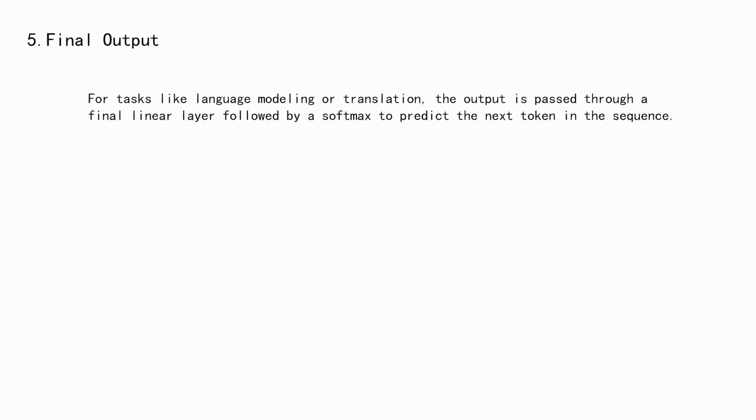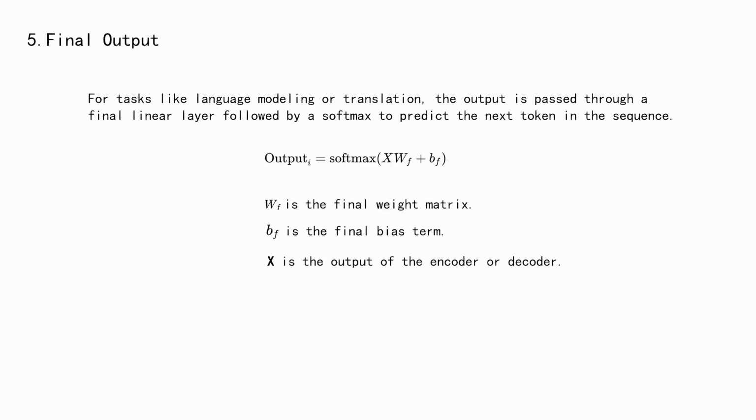Final output. For tasks like language modeling or translation, the output is passed through a final linear layer followed by a softmax to predict the next token in the sequence. W_f is the final weight matrix. b_f is the final bias term. x is the output of the encoder or decoder.